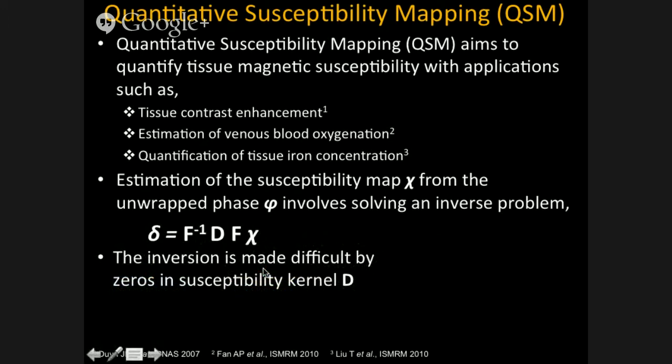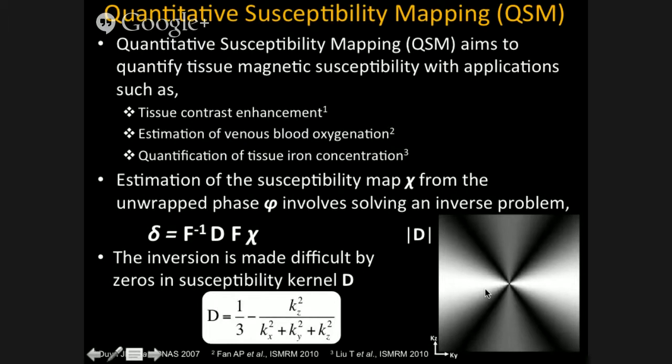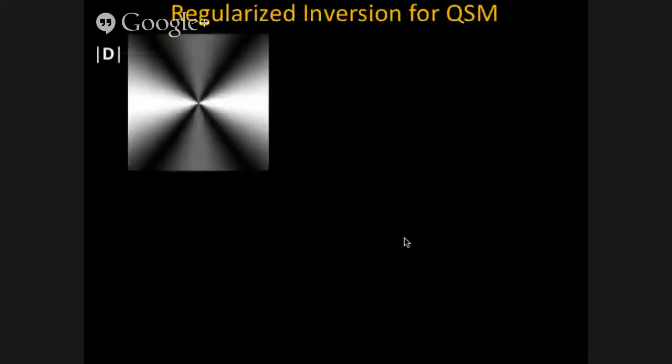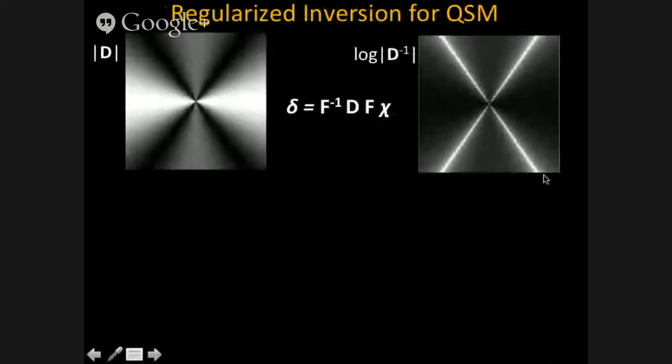But this inversion is a bit difficult because of the zeros in the susceptibility kernel. So in k-space, this is what it looks like, and you can see it has zeros on this conical surface. And this effectively undersamples the Fourier representation of the susceptibility. But this undersampling is due to physics, and it is not something in our control. So what we can do is try to naively invert this kernel. But even if we look at the log space, you can see that it diverges along this magic angle. So we cannot really do this inversion directly by using the inverse.